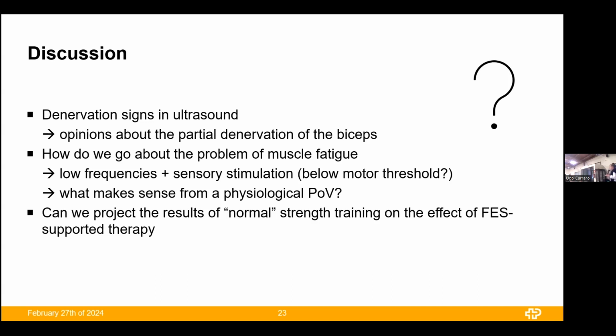So is it better to stimulate at a sensory level or more at a motor level? What makes sense from a physiological point of view? We don't know what it does at the cellular level, right? And can we project the results of the strength training or exercise interventions, I want to say the frequency of strength training, can we just take over those parameters for our electrical stimulation interventions? I don't think so, but yeah, so there's a lot still to be investigated.